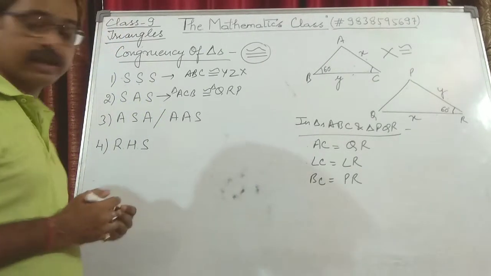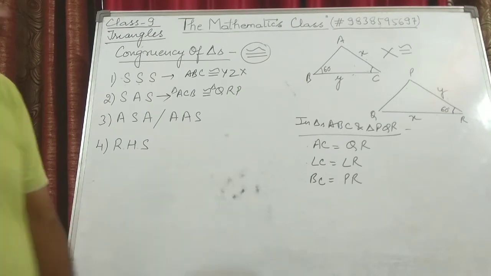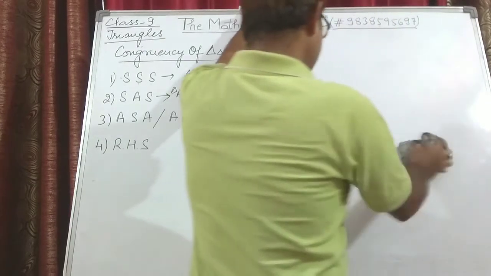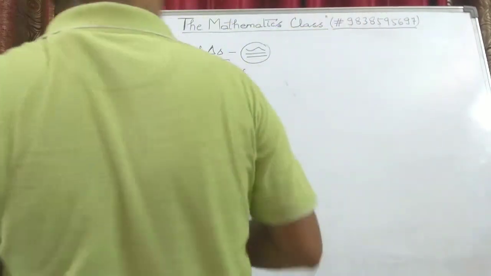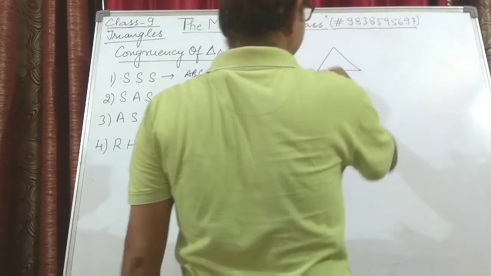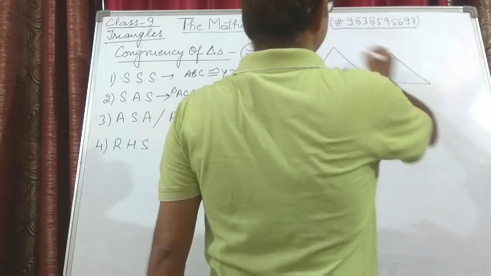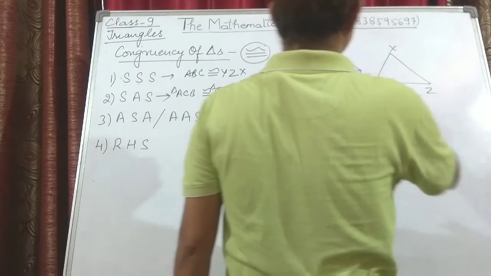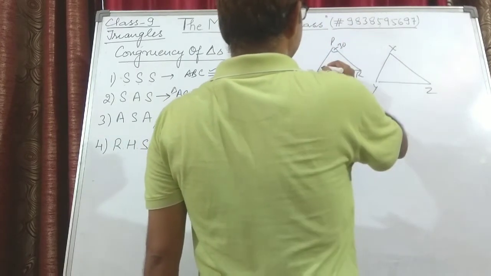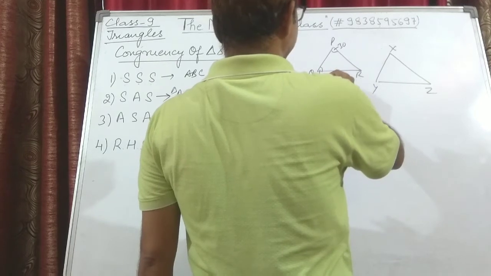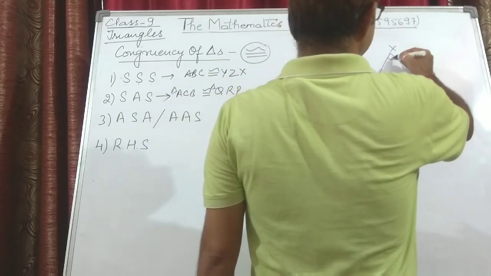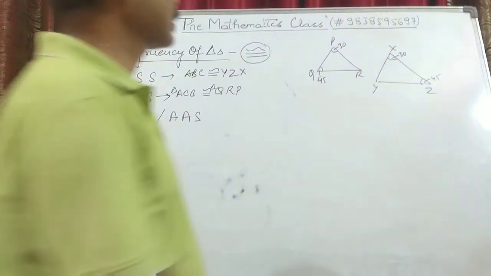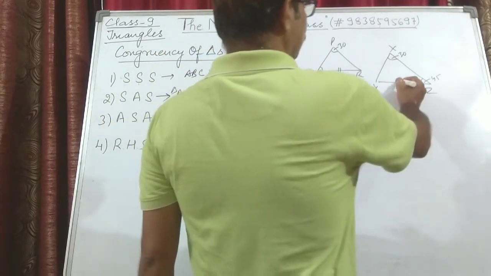Now the next thing is the ASA rule or AAS rule. What is the AAS or ASA rule? The ASA rule gives you a little bit of liberty. Let's say this is a triangle and this is a triangle, PQR and XYZ. If I say angle P is 30 degrees and angle Q is 45 degrees, and this angle is 30 degrees and angle Z is 45 degrees. Now if any of the sides, suppose I say QR is equal to YZ.